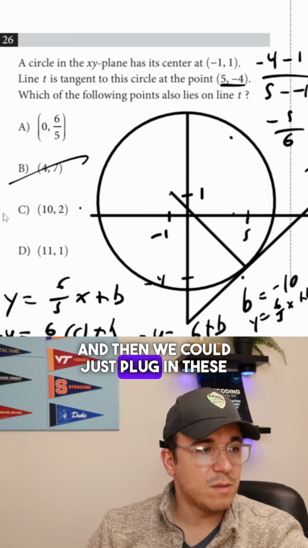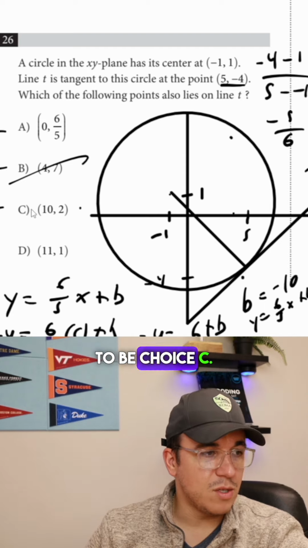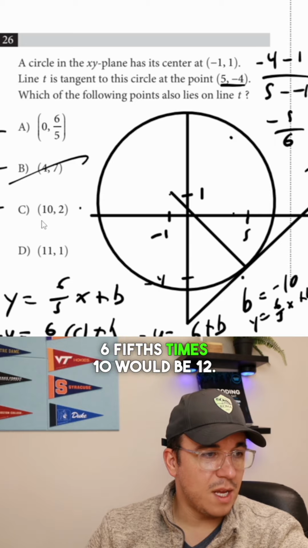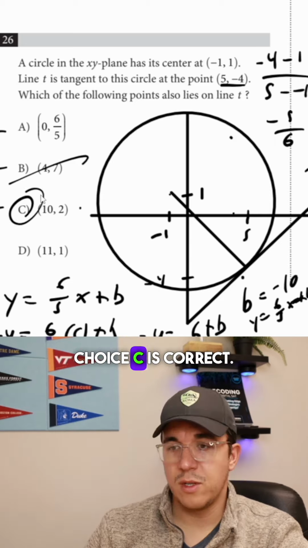And then we could just plug in these points to see which one is correct. So the answer choice is going to be choice C. 6/5 times 10 would be 12. 12 minus 10 is 2, right? So the answer choice C is correct.